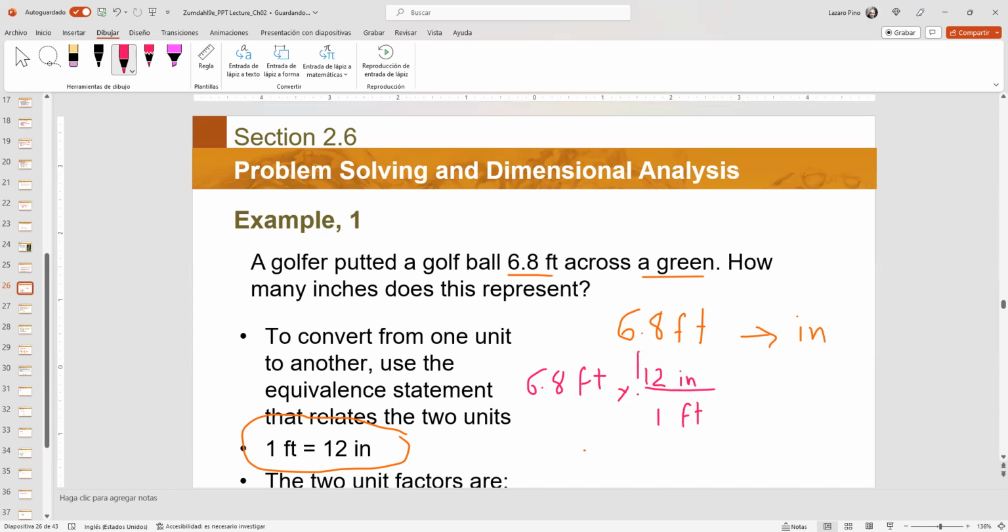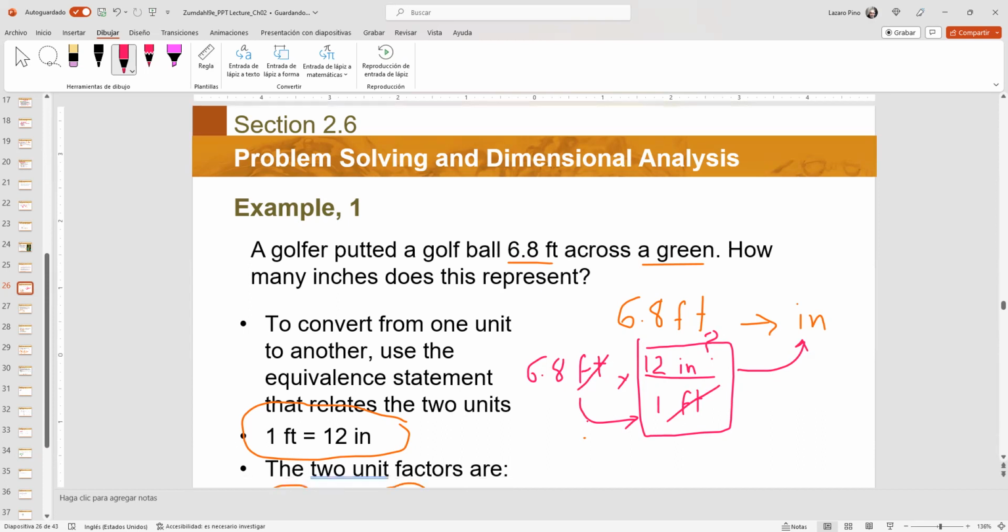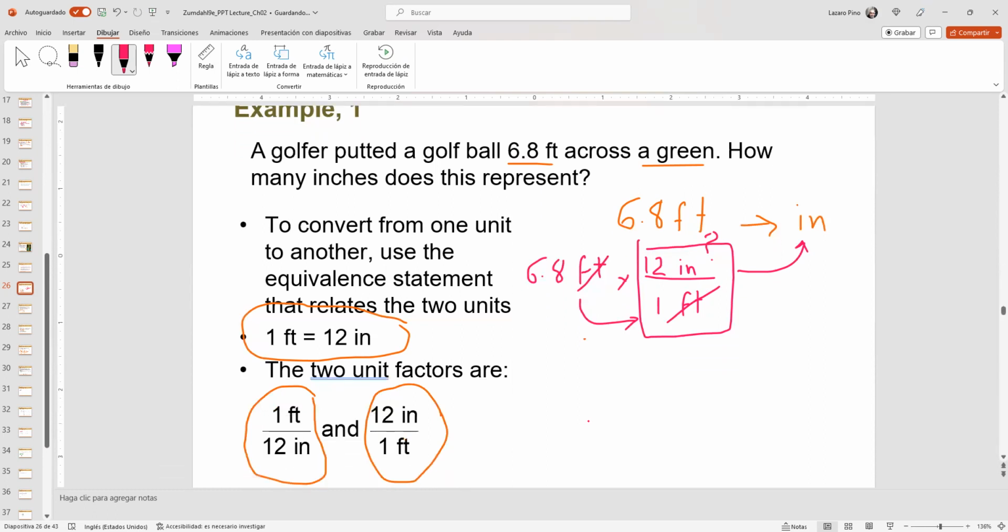You use this as a conversion factor, and you always write down the unit of the given number and add the number of the wanted or the needed number in such a way that you can cancel units and the final unit will be the one that you are asked. Then you multiply 6.8 times 12 and you will get the following answer.